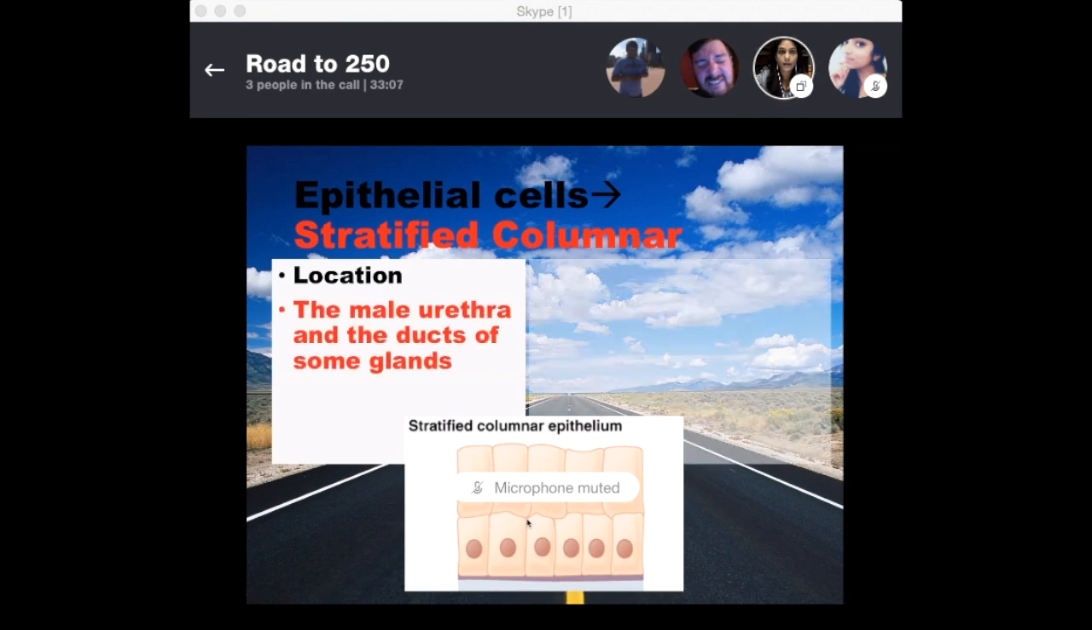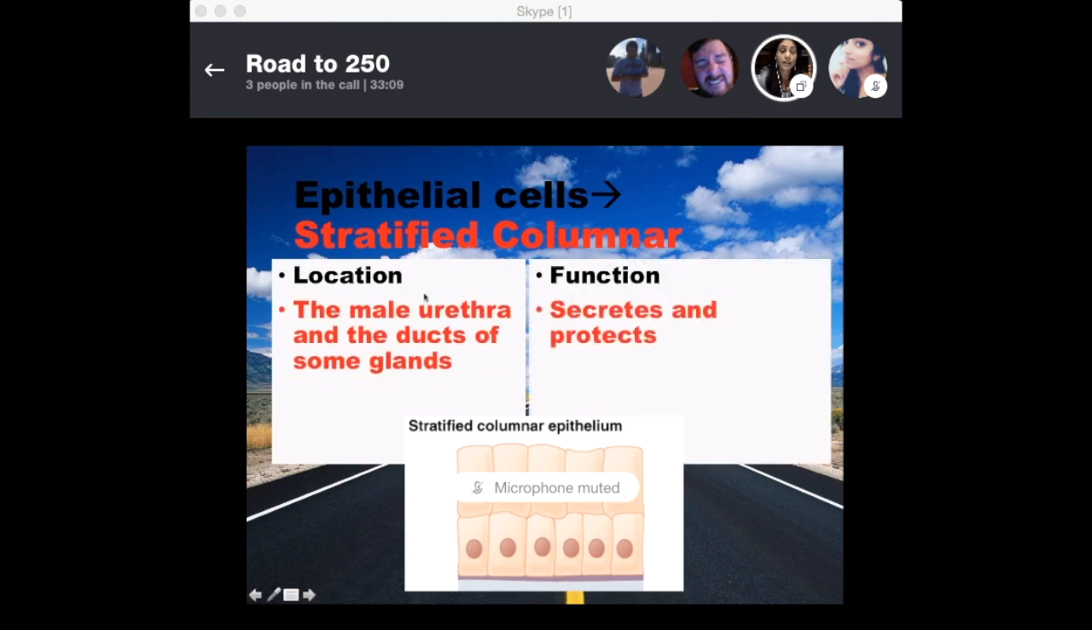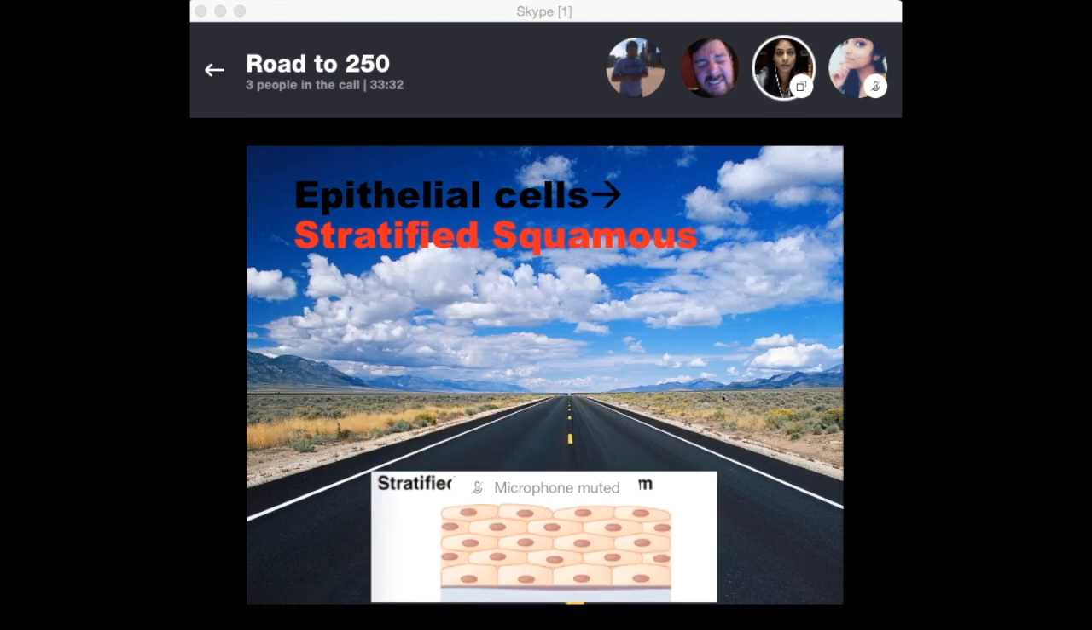Then we have the stratified columnar. These cells are going to be commonly located in the male urethra and the ducts of some glands, and its aim is to secrete and protect as well. So stratified columnar looks like this, which is the multi-layer and columnar cells, so long, column-looking cells.